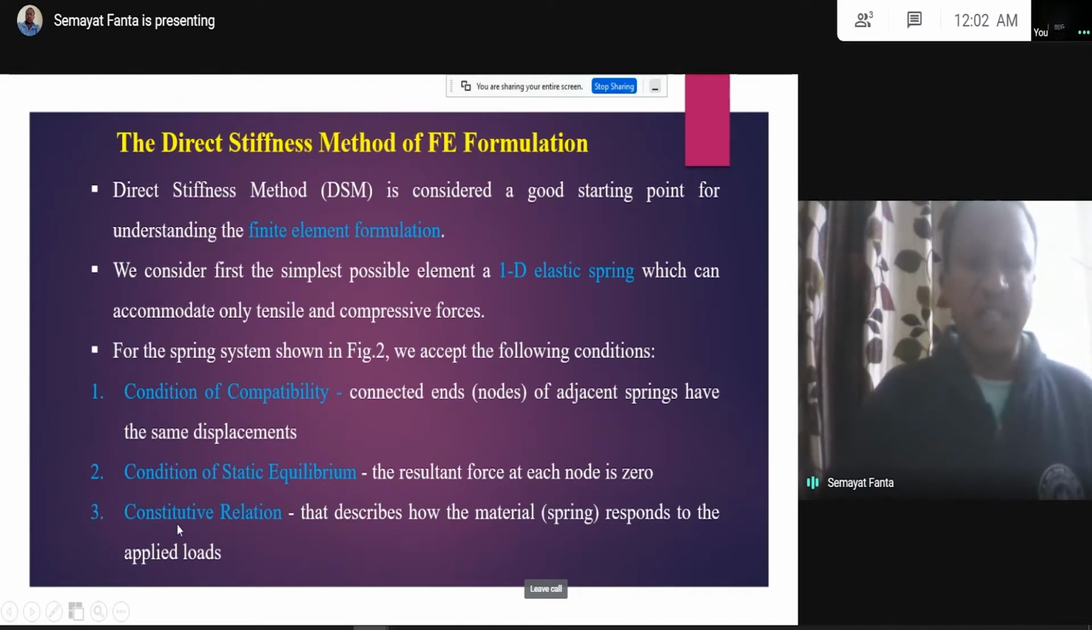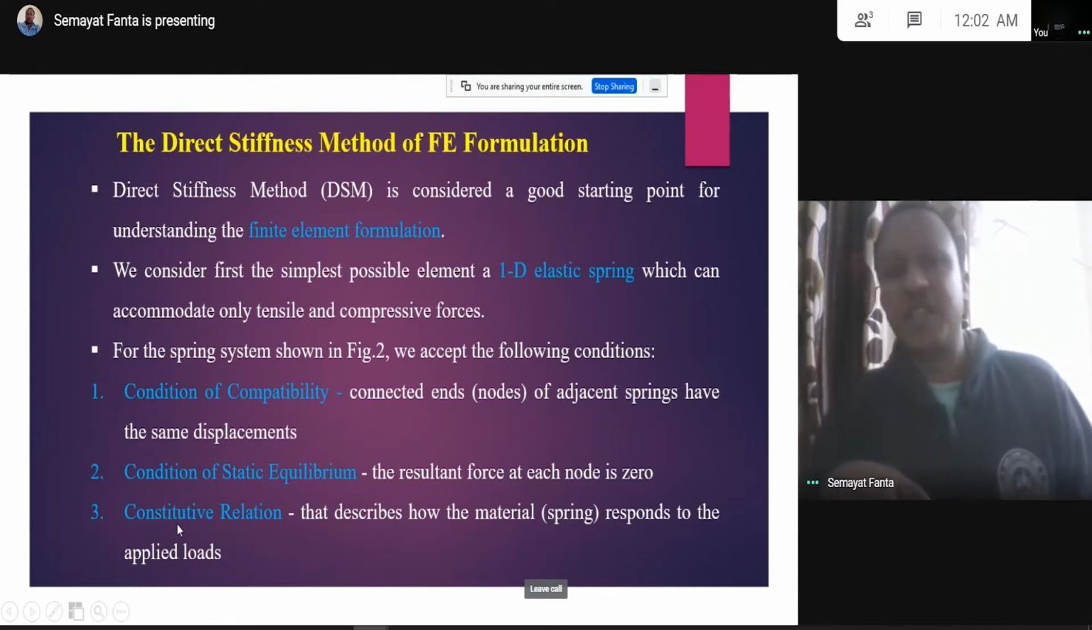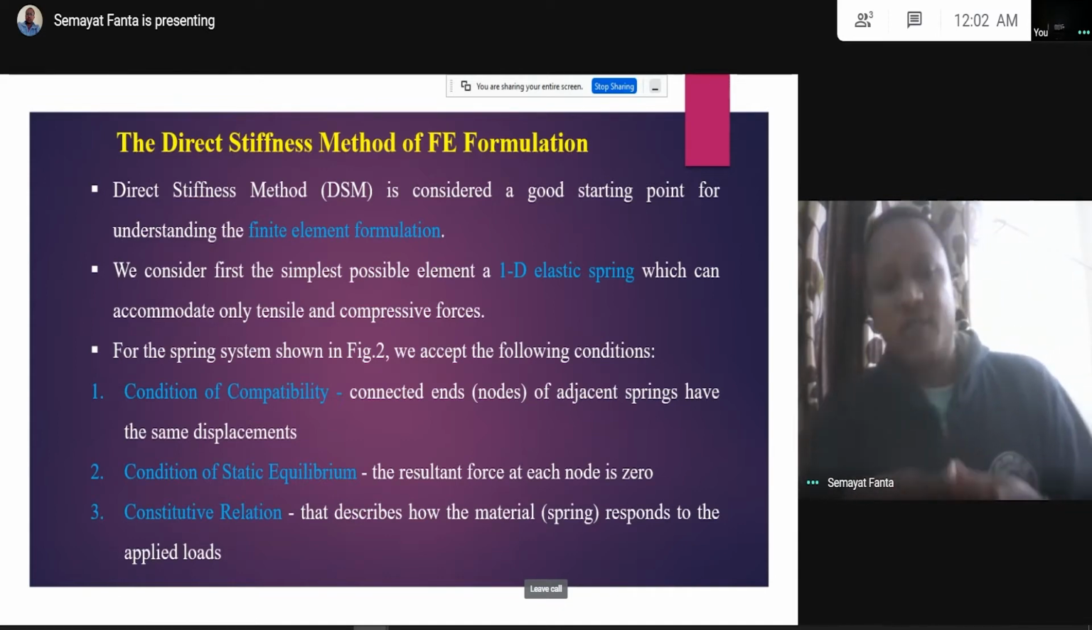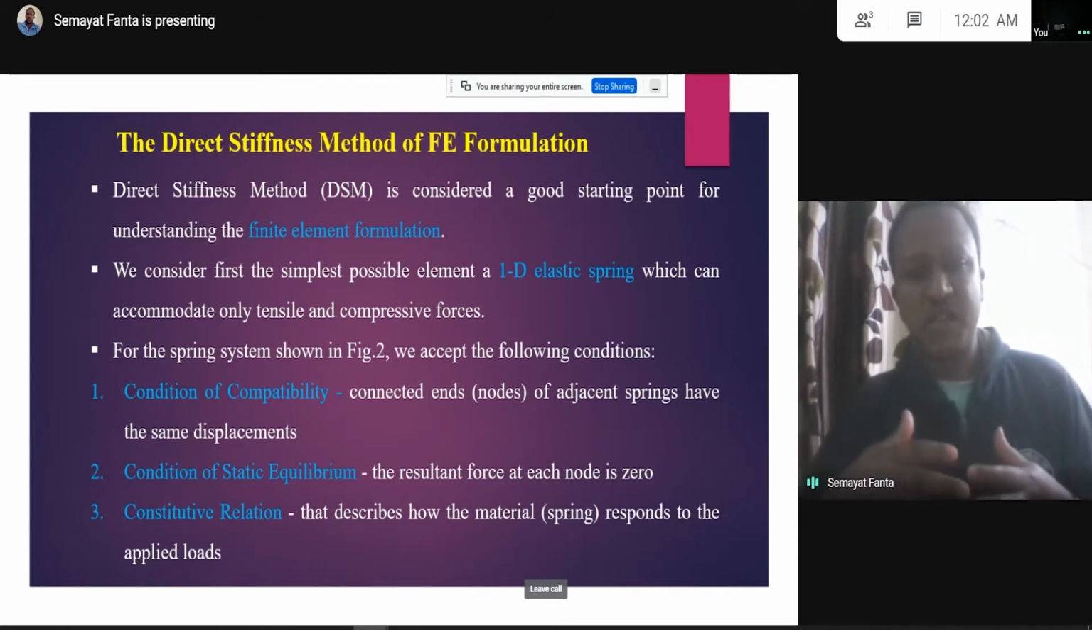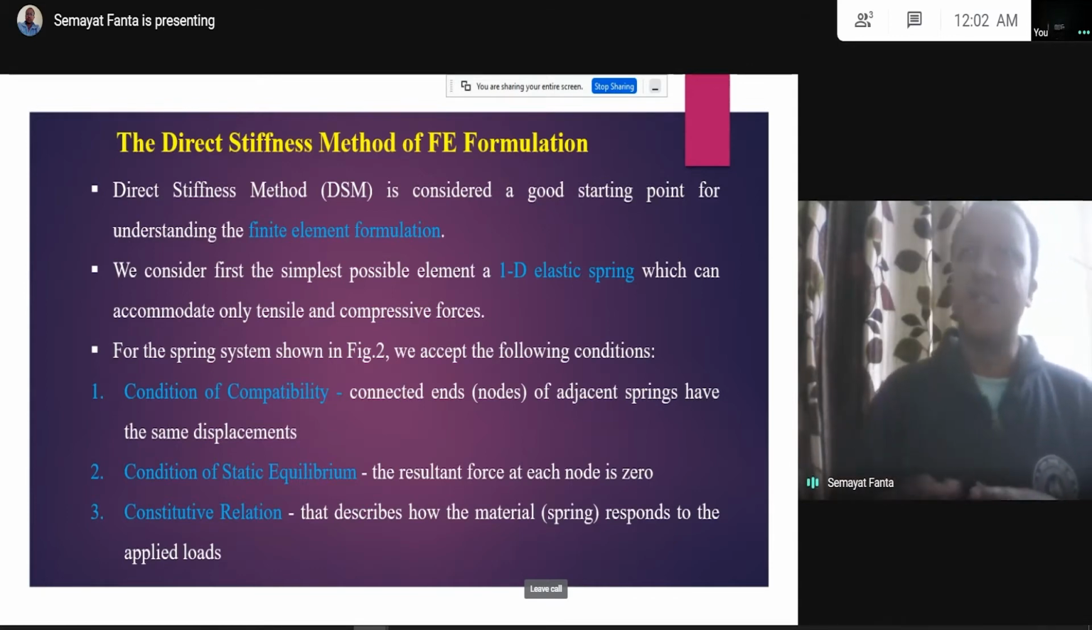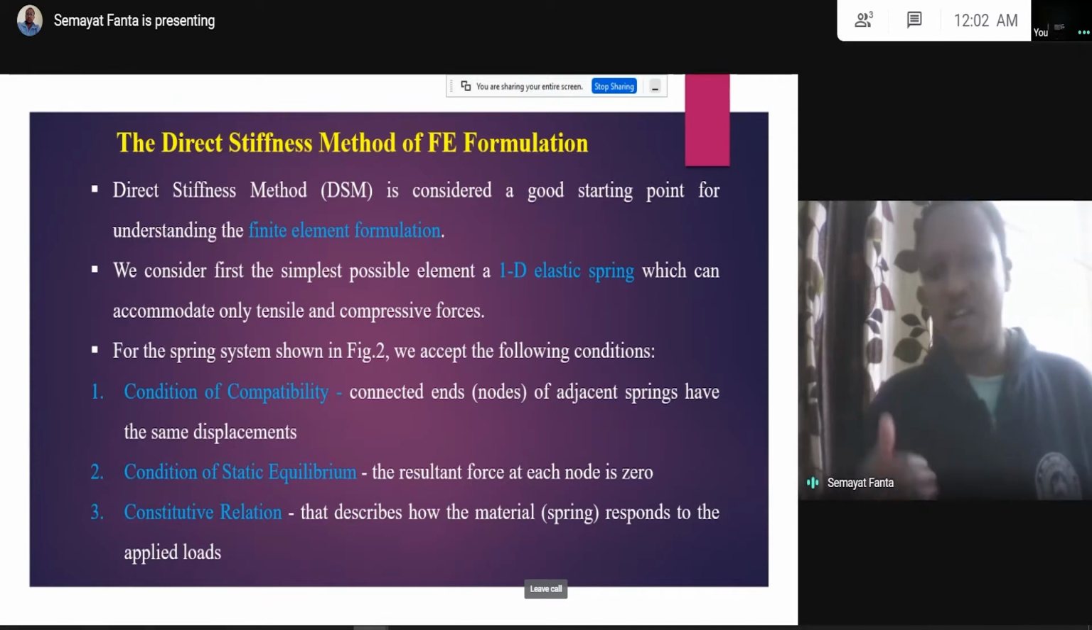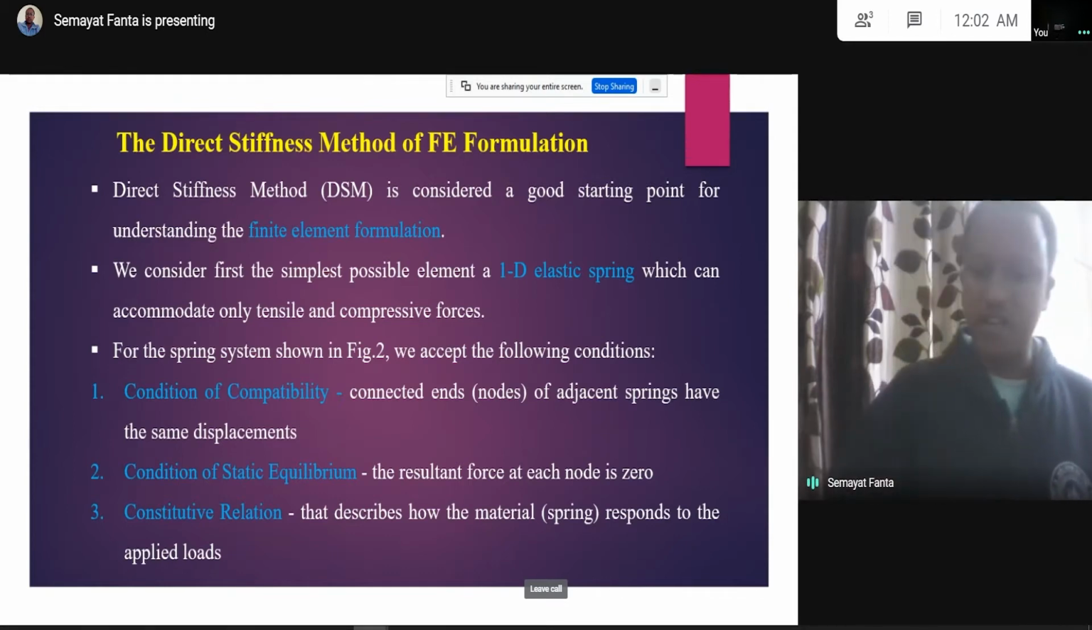And the third one is the constitutive relation, that it must obey Hooke's law of the material, that the material is loaded within the elastic region. We are not going to include the non-elastic or non-linear portion of the loaded condition. So in the linear region. Okay, so that describes how the material responds to the applied load.